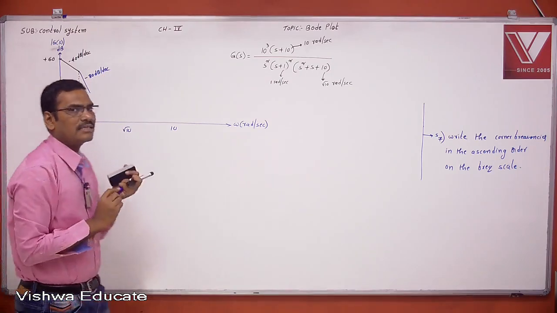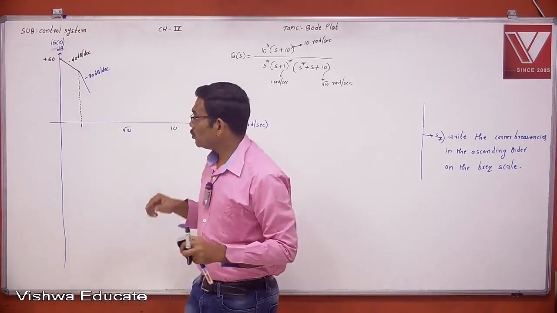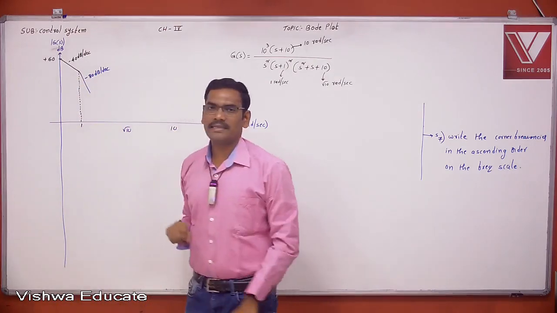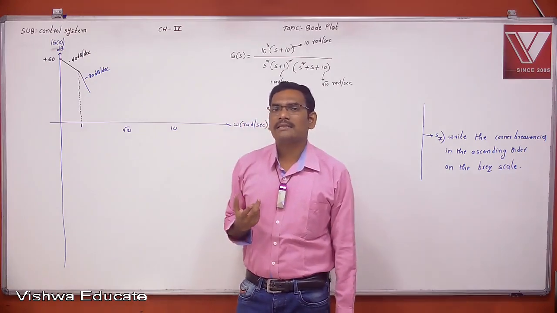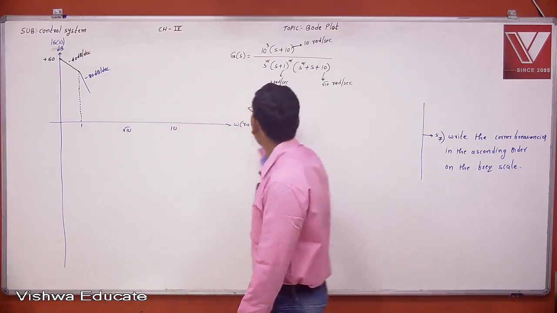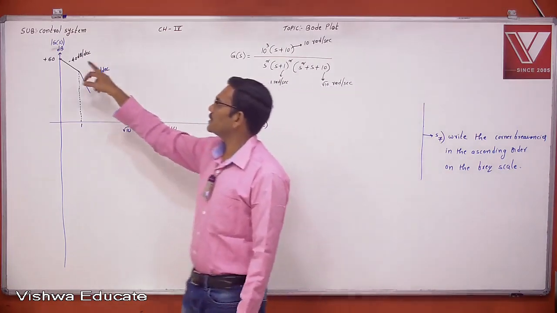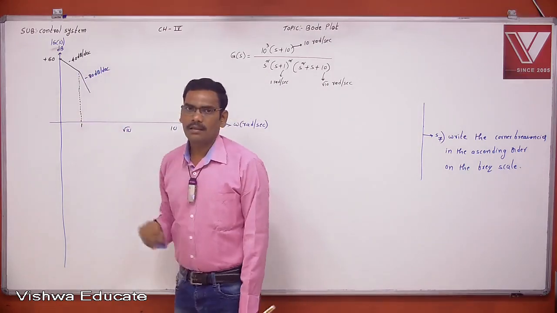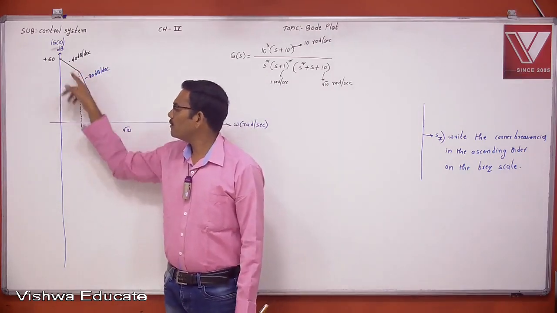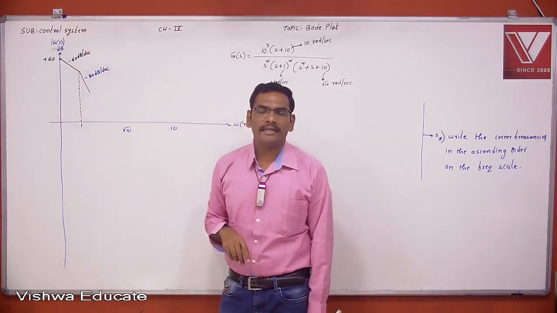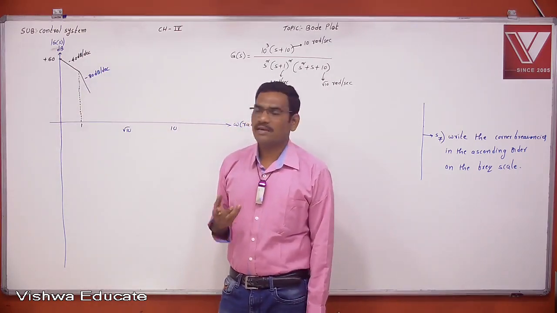Now the students are asking one question: sir, why should you add only at 1 radian per second? What is your answer? Why should you add this minus 40 only at this point? Why are you not adding at 0.5? Why are you not adding at 0 radians per second? Because what is the definition of corner frequency?